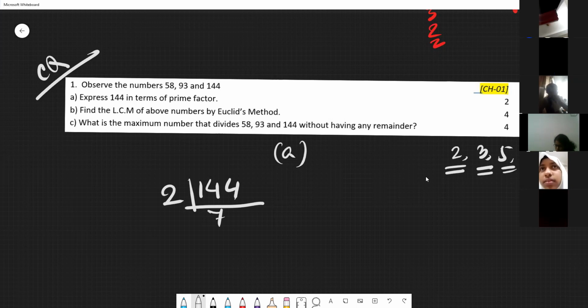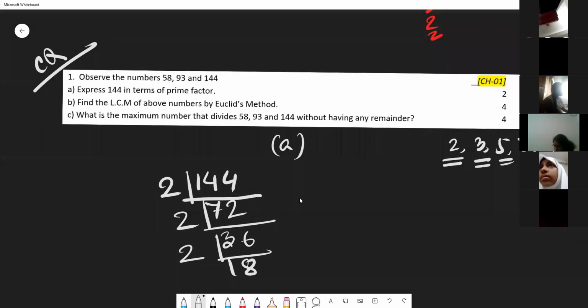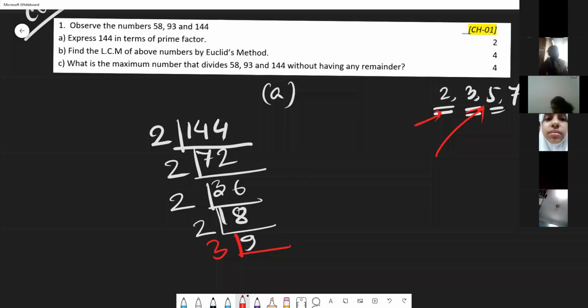There will be 72. Again we can divide by 2, and there will be 36. Again we can divide by 2. There will be 18. Now again we divide by 2. There will be 9. And now this is not divisible by 2. So now we can try with 3. If we divide by 3, there will be 3. And 3 is another prime number.